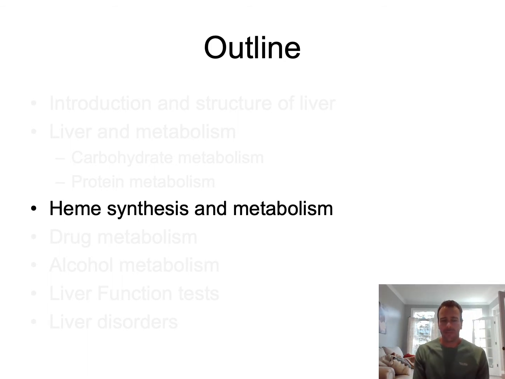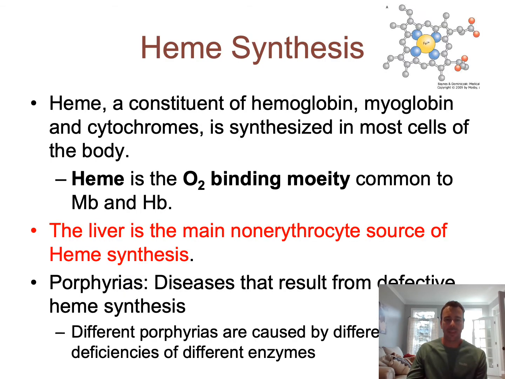Let's talk a little bit about heme, how it's related to the liver, what it is, how it's made, and how it's metabolized. Heme is a constituent of hemoglobin, as well as myoglobin and cytochromes, which we talked about when we discussed oxidative phosphorylation. It's made by most of the cells in the body. The heme itself is the O2 binding moiety common to myoglobin and hemoglobin. Here's the structure of heme.